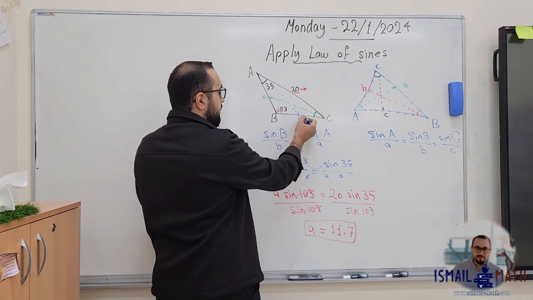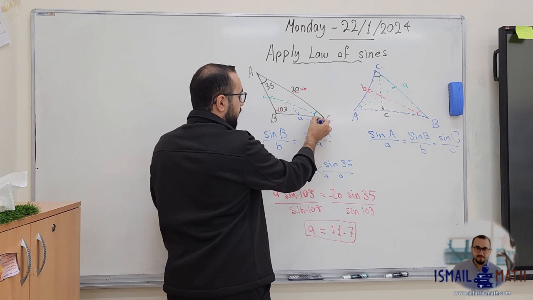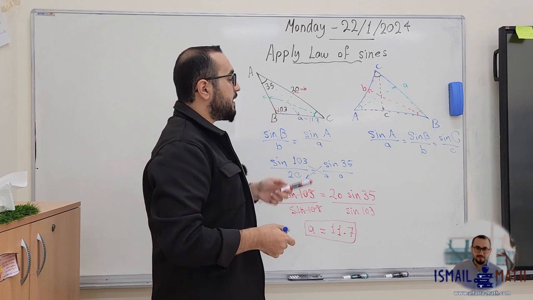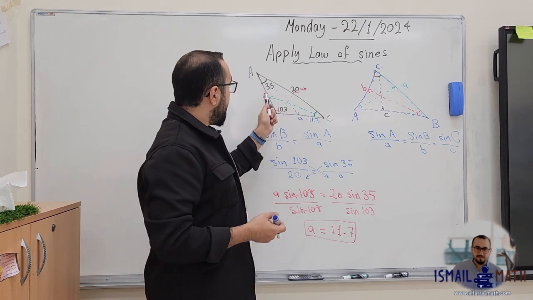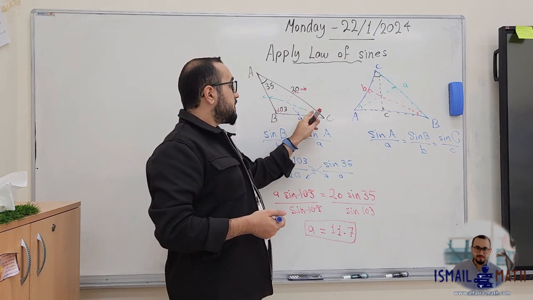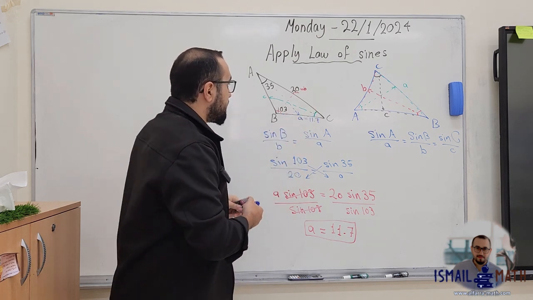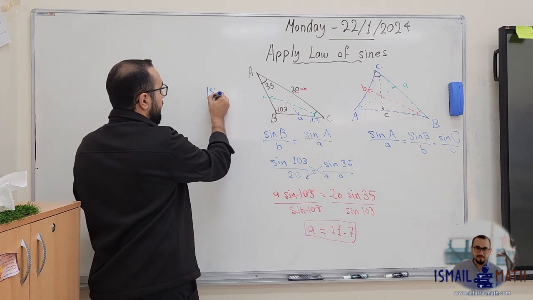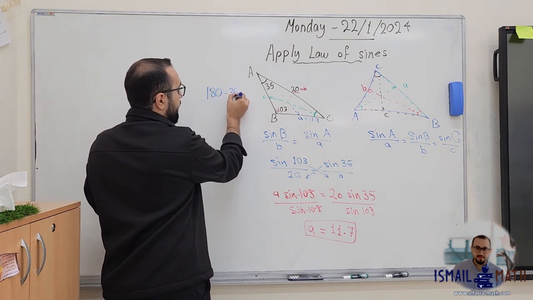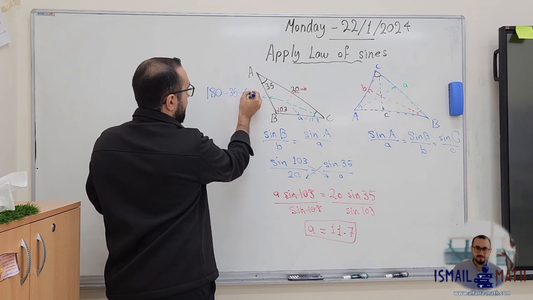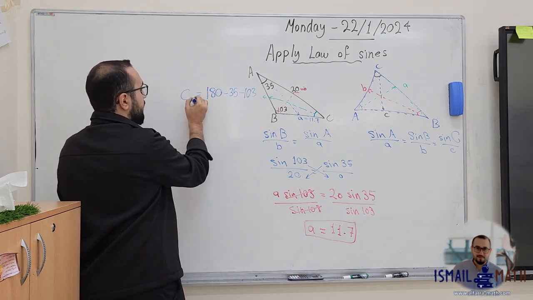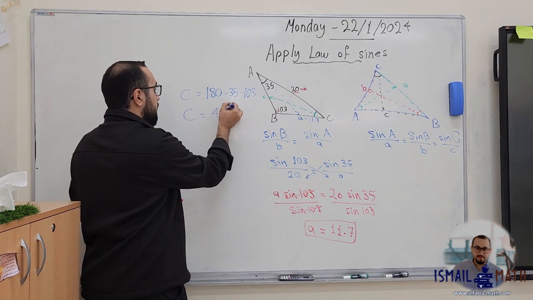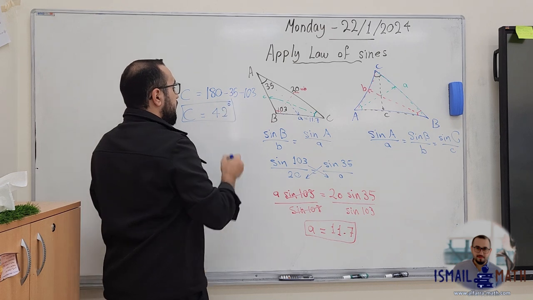Now, after we found side a, which is 11.7, you can use any known side and angle to find side c. First we find angle C, since we know the total of the angles is 180. So 180 minus 35 minus 103 gives C, which is 42 degrees. This is now angle C.